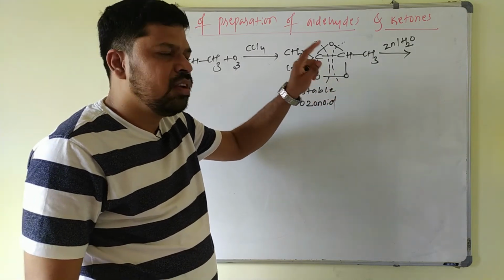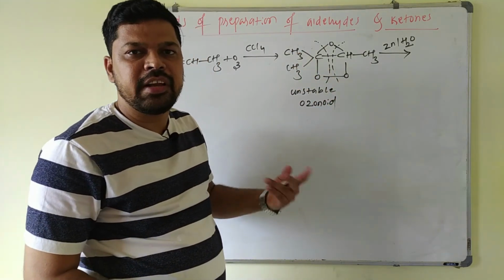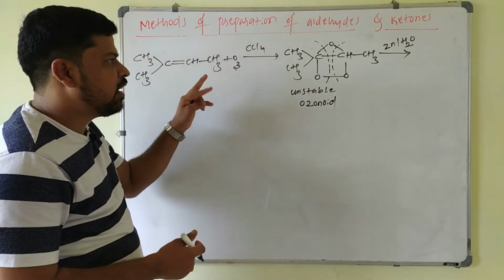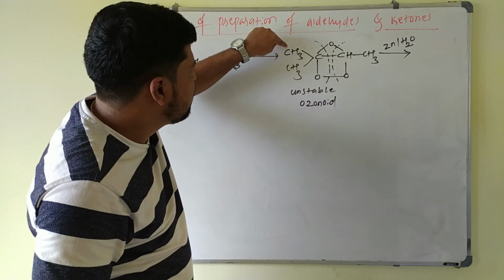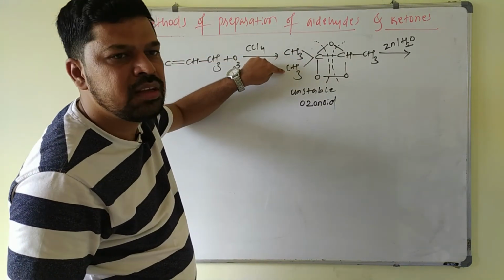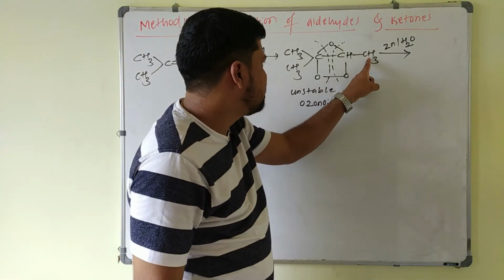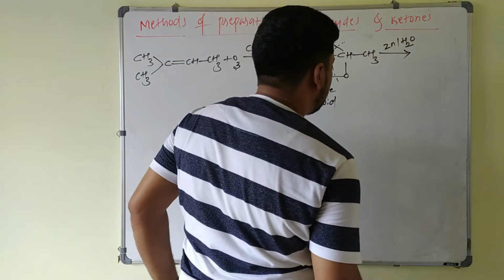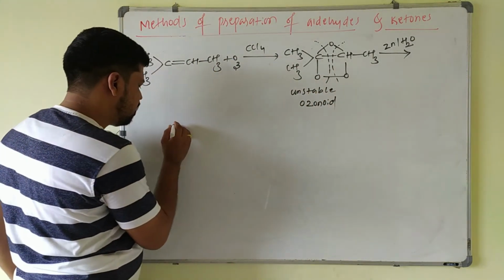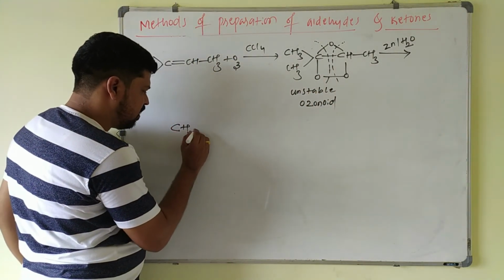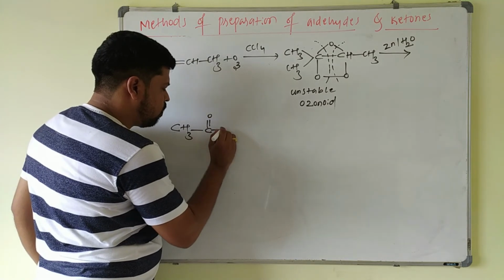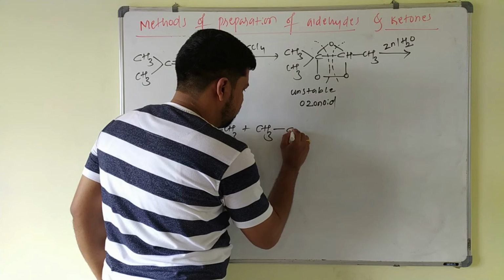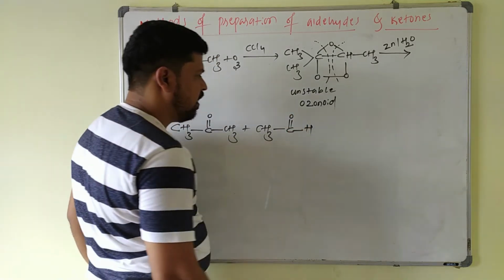Already I told you, it may give aldehydes or ketones or a mixture of aldehyde and ketone depending on the nature of the alkene. You will get different types of products here. So this is taken as what? CH3 C double bond O CH3. And this is what? CH3 CHO. So you will get 1 mole of ketone and 1 mole of aldehyde here. So what will be the product? This is CH3 C double bond O CH3 plus CH3 C double bond O H.